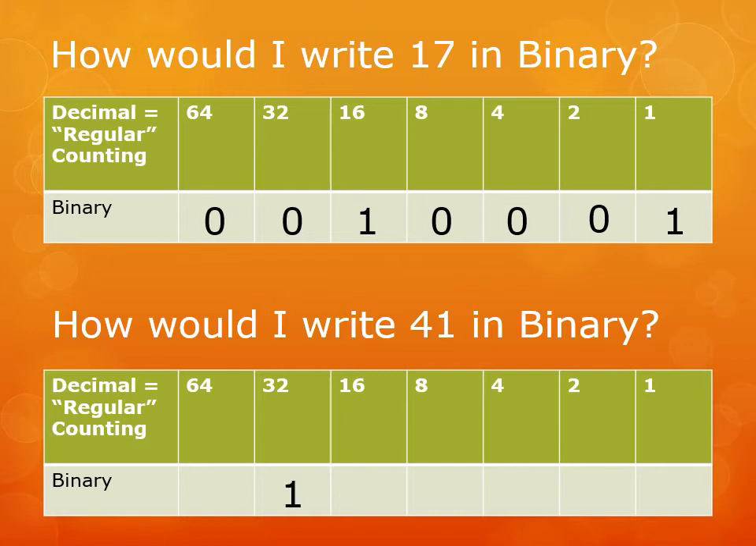You would have a 1 in the 32 space, you'd have a 1 in the 8 space, and you'd have a 1 in the 1 space and zeros in the other slots.